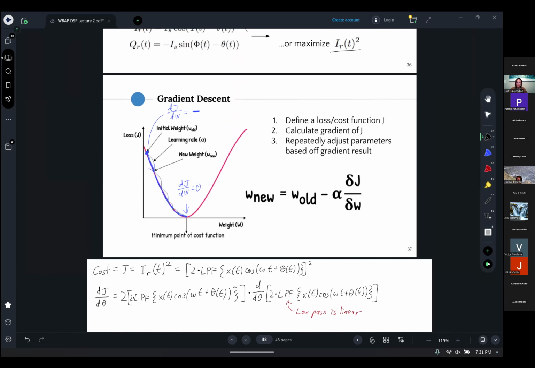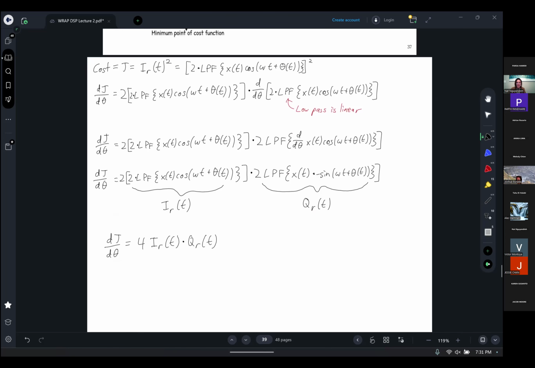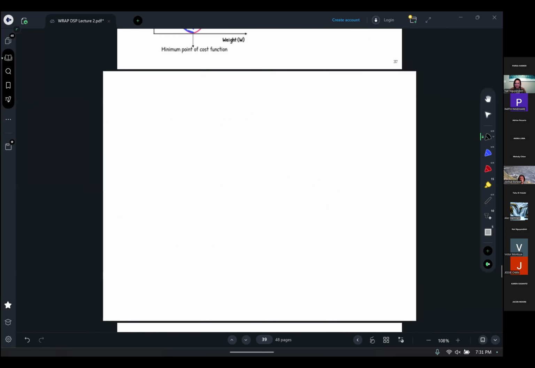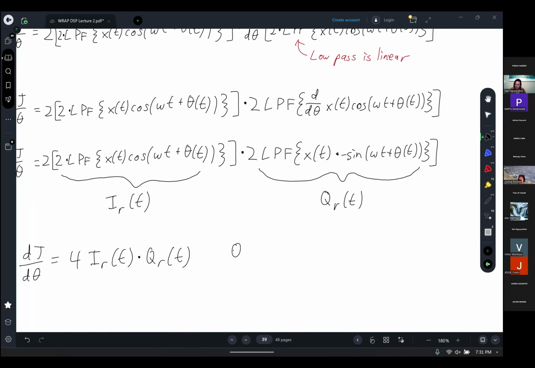And that is all we needed for this, because we've successfully found the derivative of our cost function with respect to our input parameter being theta, the phase of the sinusoids that we demodulate with. And then we can update this dynamically by just saying theta new equals theta old plus some alpha times the received I component times the received Q component.